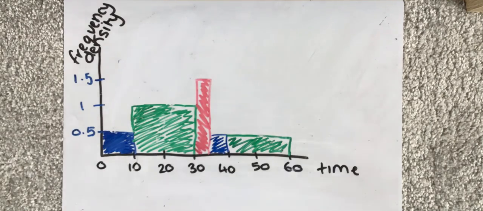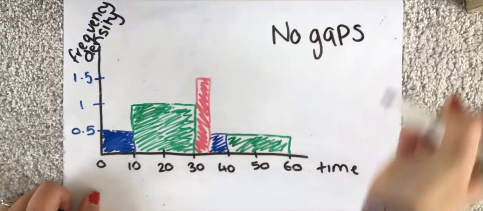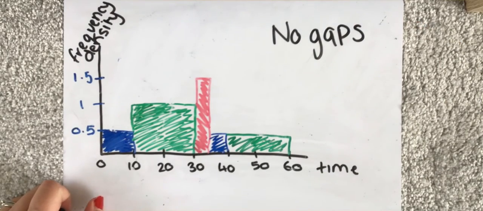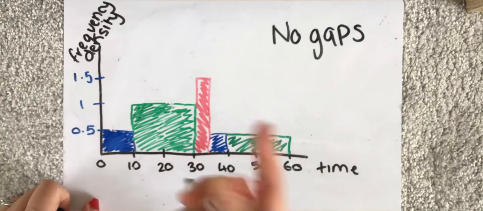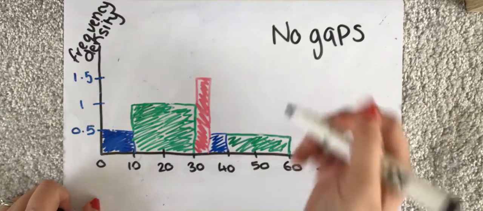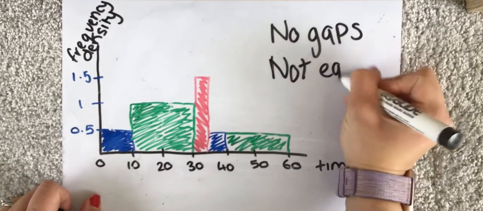Okay, so what we can say is there are no gaps between the bars. The only time a gap will occur is if something's zero. So if you imagine if this was 0, then yeah, there would be a gap because it's 0. And the other thing is they are not equal widths.